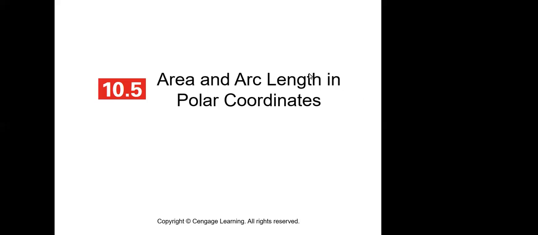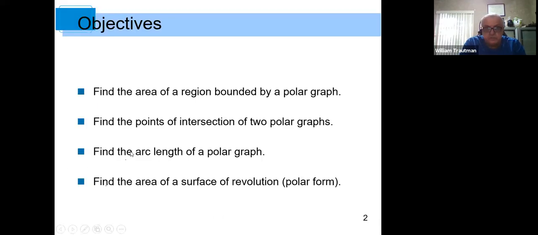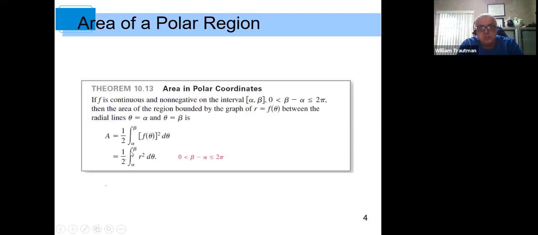Okay, everybody, this is covering section 10.5. Main thing here is, once again, just like all the previous sections, write down the formulas. You definitely want to use the formulas: arc length, area, in polar coordinates. All right, so here's the formula. Area in polar coordinates.